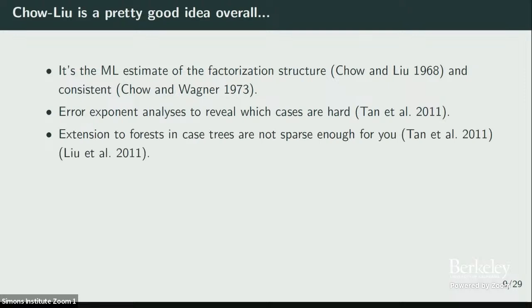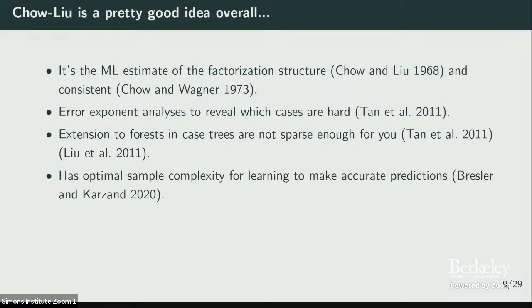There's an extension, if you want to do forests, because you're like, Anand, you're too lazy, you should do forests. Hey, Vincent has done it for us. So there are extensions to forests. It's also a good idea there. It has an optimal sample complexity for this learning to make predictions problem, where I want to predict one subset of variables from another subset of variables. So this is more recent work by Bresler and Karzand, which is actually what sort of inspired us to think about this kind of problem.